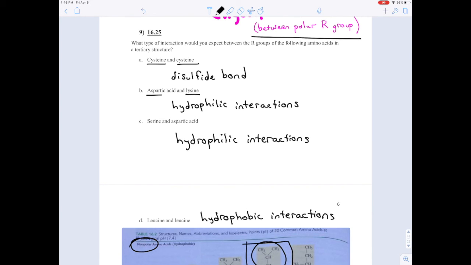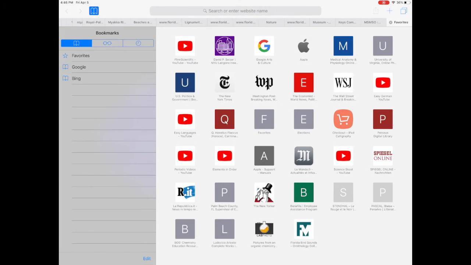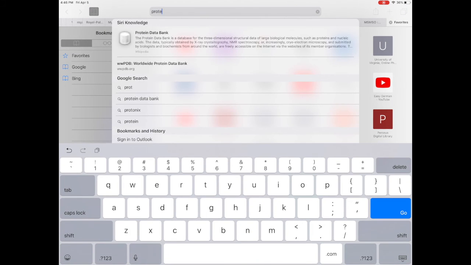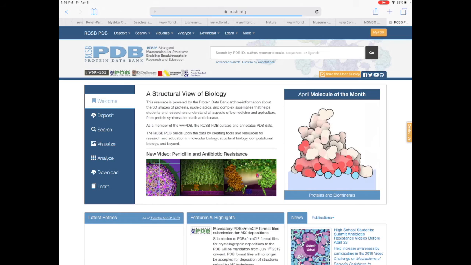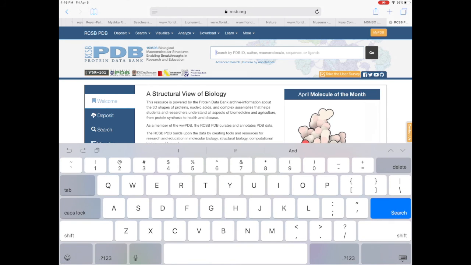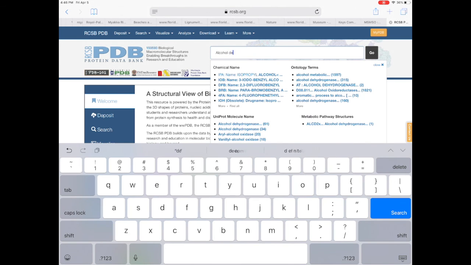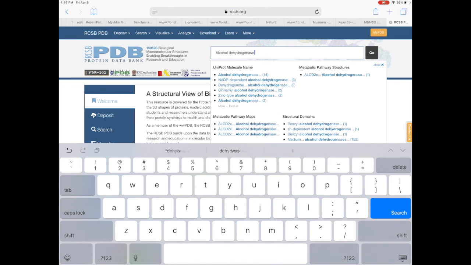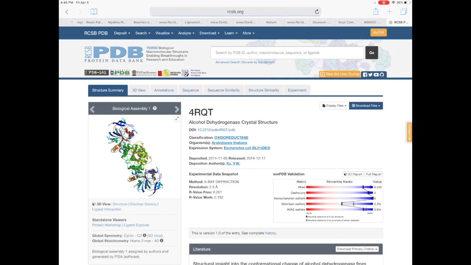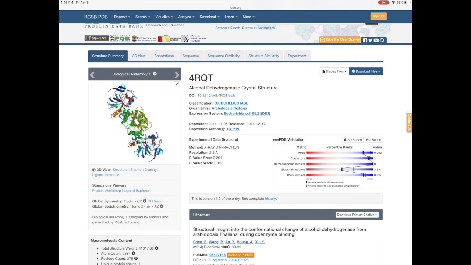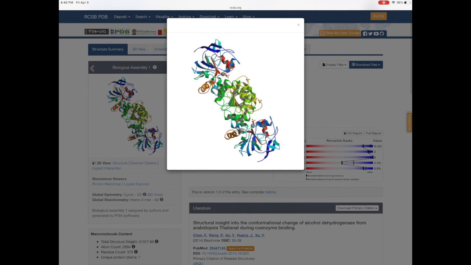If you want to visualize how beautiful these are, you can go to what's called the Protein Data Bank. If you type into Google Protein Data Bank, this top one that comes up is the Protein Data Bank, and you can search for any protein. For example, we could search for the protein that detoxifies the alcohol you drink, alcohol dehydrogenase. Search for it, and you can look at the three-dimensional structure of the protein for free. Now, here we have it, the three-dimensional structure.